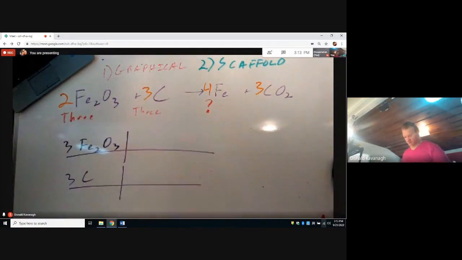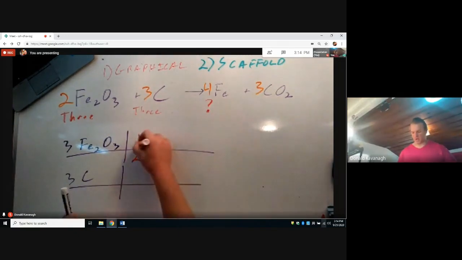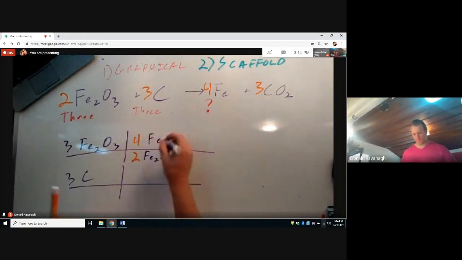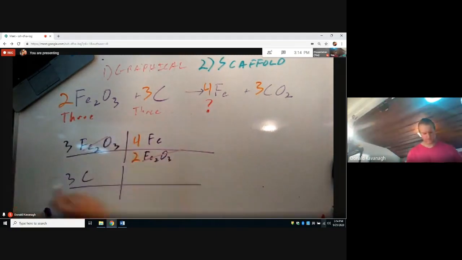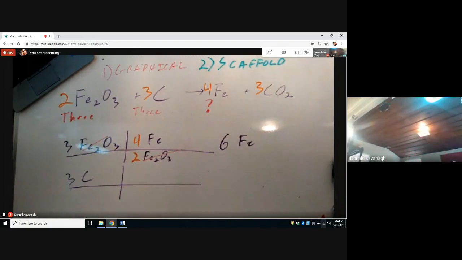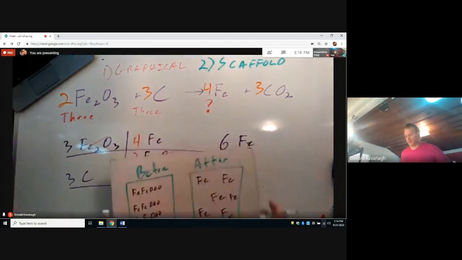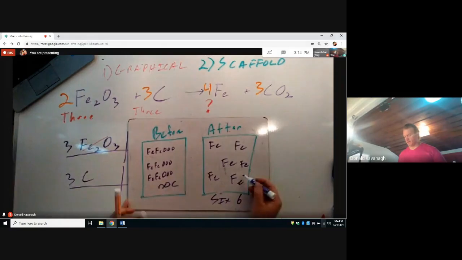In our scaffold, we'll put the 2 from the balanced chemical reaction downstairs, and the only place for the 4 to go is up top. Units cancel. The answer here is 3 times 4 divided by 2, the exact same answer we got with our graphical method. When 3 of these reacted, it liberated 6 irons.